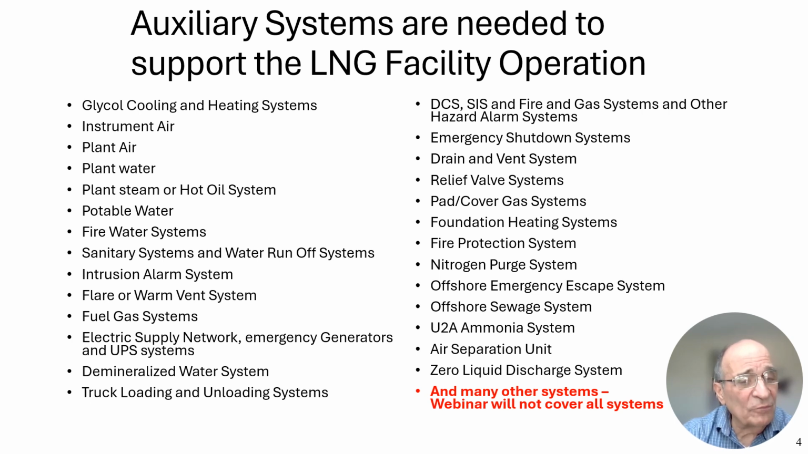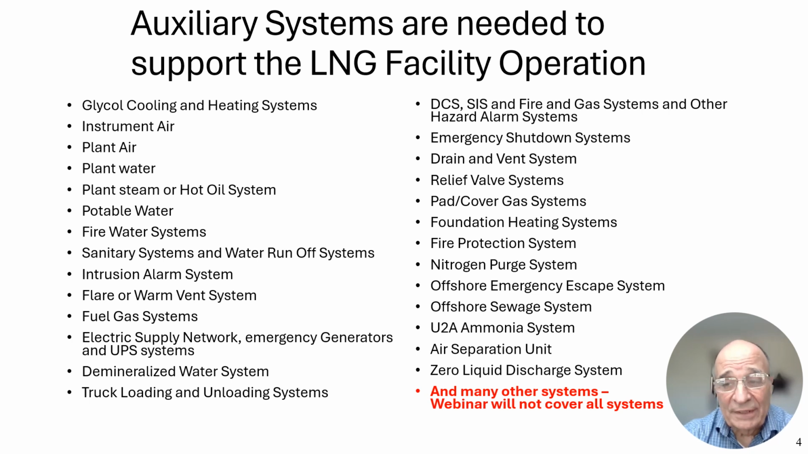Flare or warm vent systems to remove excess gas from the plant, typically during an emergency. Fuel gas systems to supply fuel to emergency generators, to boilers, and to other pieces of gas consuming equipment. Electric supply for the entire plant, the whole network, all the switchgear, emergency generators, and uninterruptible power supplies.